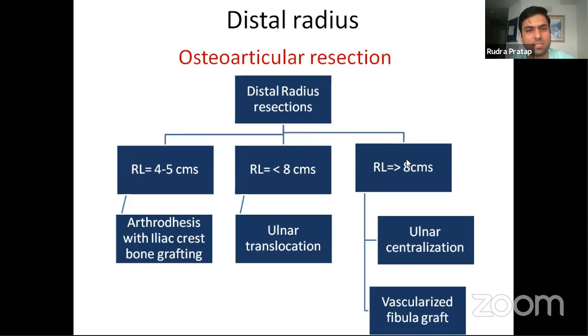If the resection length is around 4 to 5 centimeters, the defect can be filled with the help of iliac crest and arthrodesis can be done. If the resection length is less than 8 centimeters, the adjacent ulna can be translocated into the defect and filled with that. And if the resection length is more than 8 centimeters, the whole of the distal carpus can be transferred and ulnar centralization can be done, or a vascularized fibula graft can be done for the reconstruction.